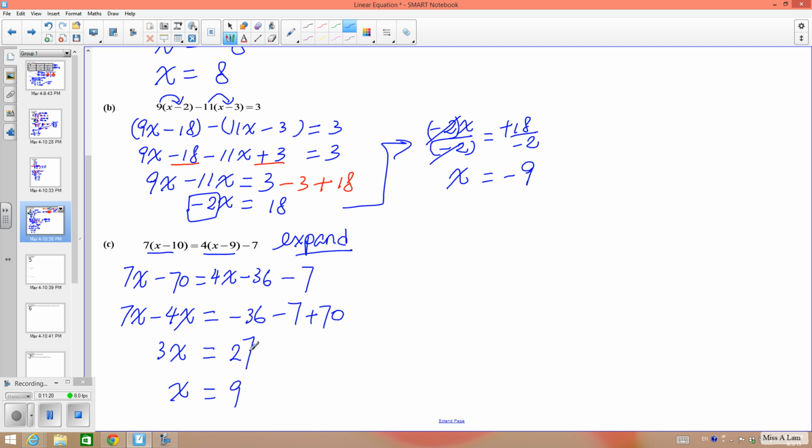Now make sure you have enough practice on the skills in solving linear equations, because next time we will have word problems.